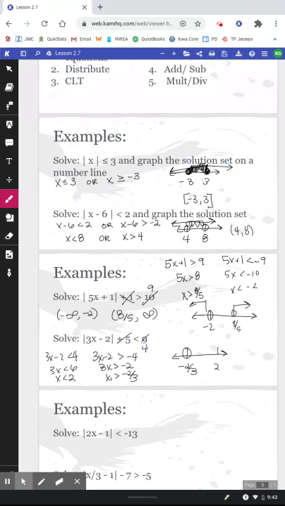Both would be open on the number line. X is less than 2 would go to the left. Greater than negative 2/3 would go to the right. So it's going to be parenthesis, negative 2/3, comma, 2, parenthesis.